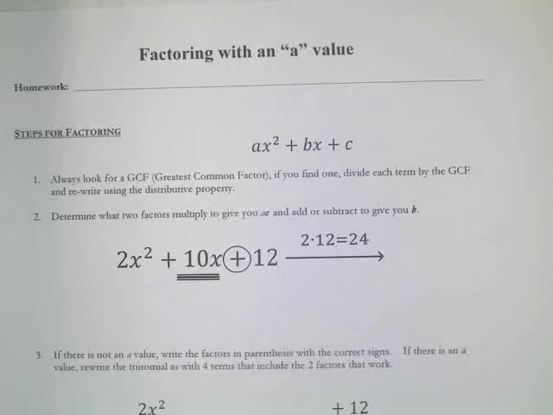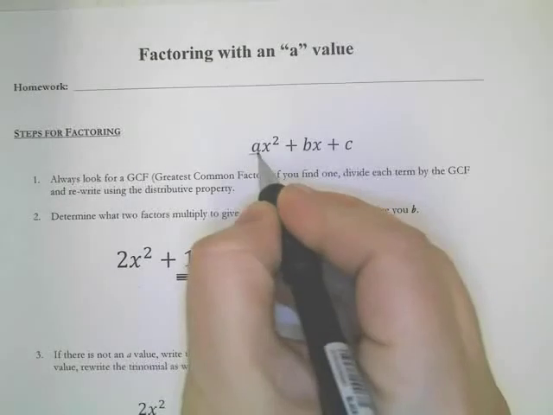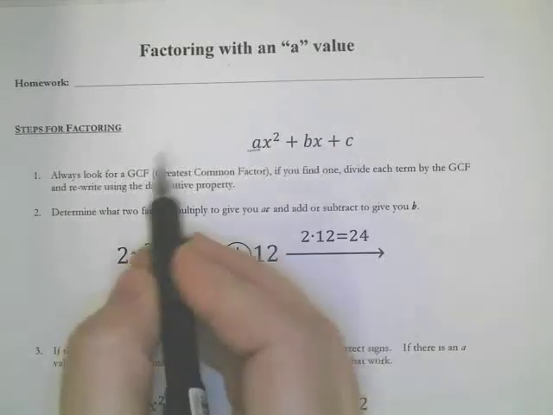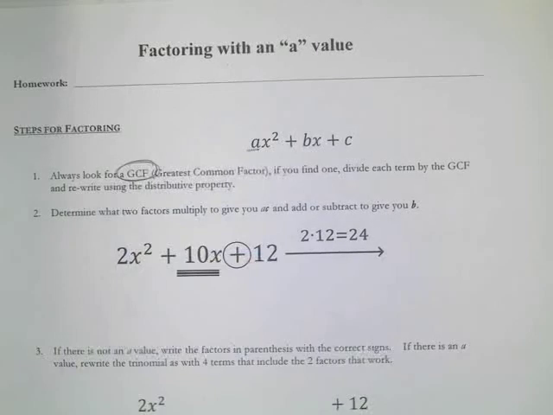We're just going to practice factoring with a number in front of the x squared, a coefficient. Whenever you have an a value, it's a little harder. You could still kind of use the same process, but there are some things that are different. Okay? So the first step, remember, is always to look for a GCF. If you find one, you want to take it out.